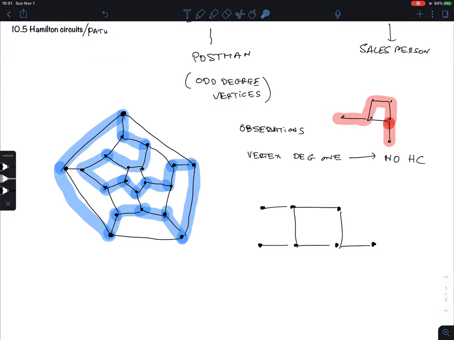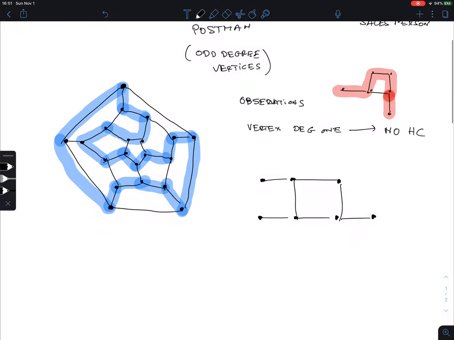Okay? Now, there's another thing that we have to observe. Another observation is, if a vertex has degree 2, then both edges must belong to the circuit, to the HC, the Hamilton circuit. Why is that? So imagine we look at any of these points here. There are no degree 2 points here. Sorry, that's a silly example.